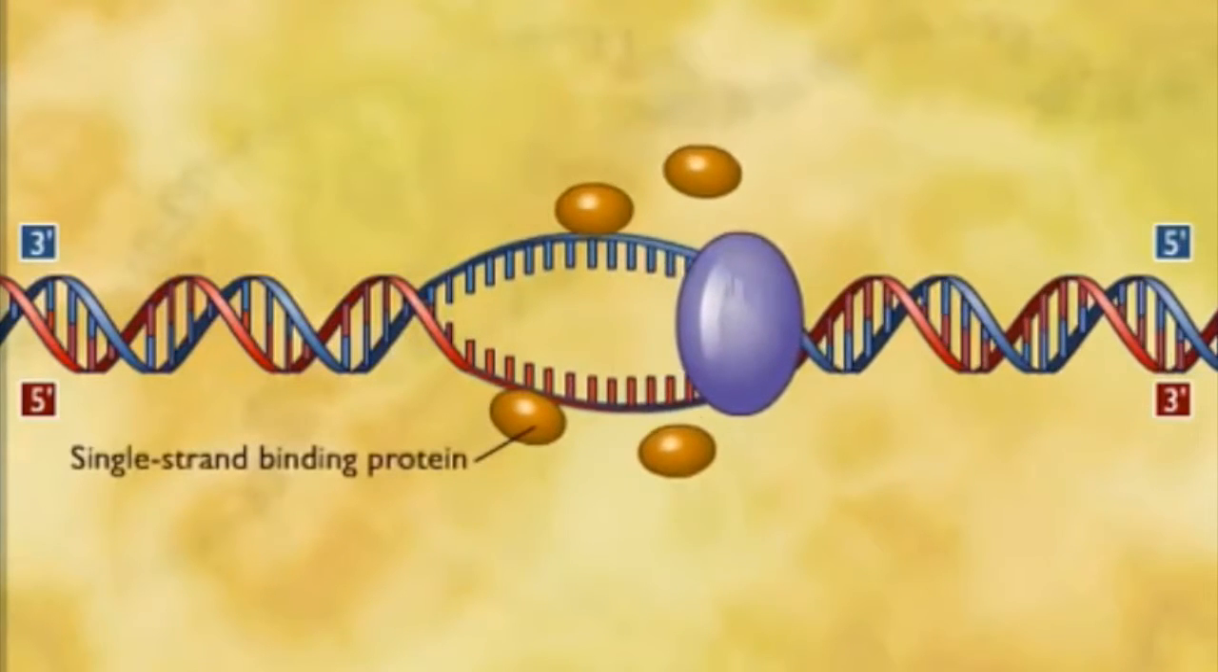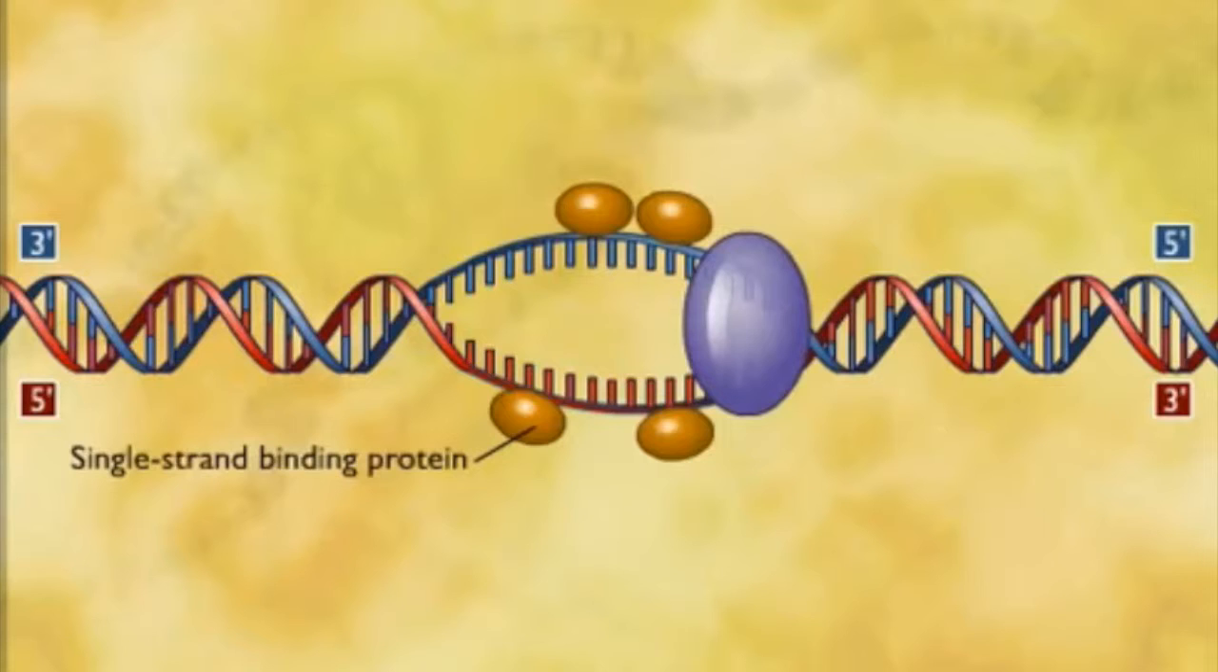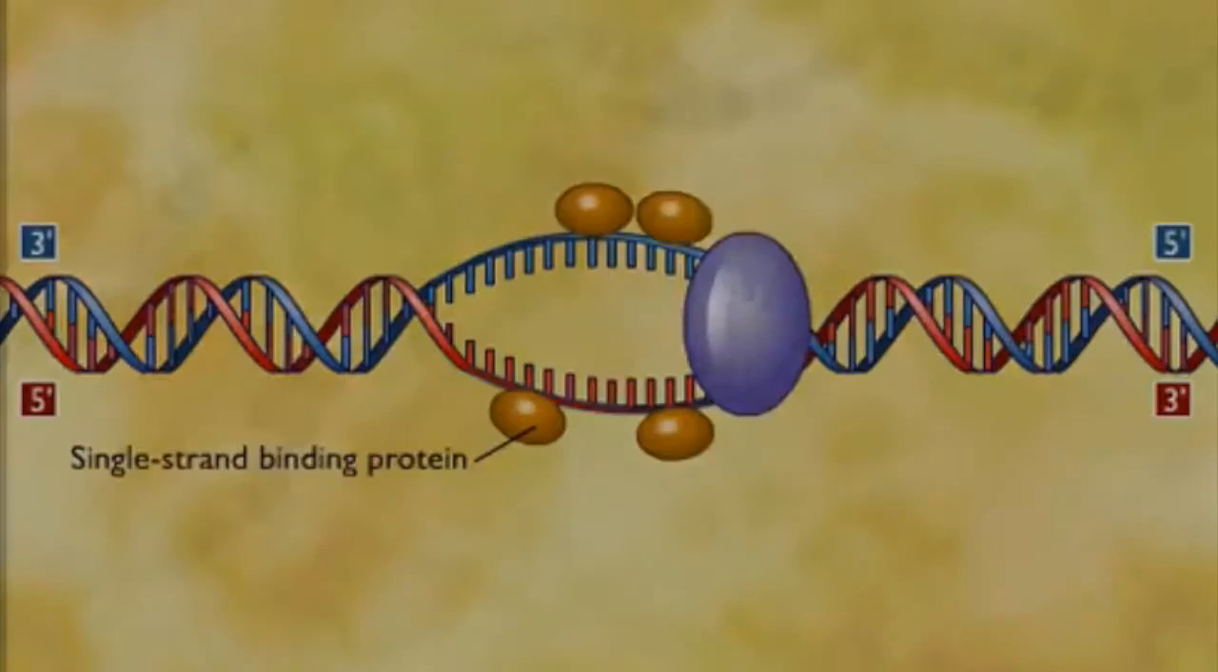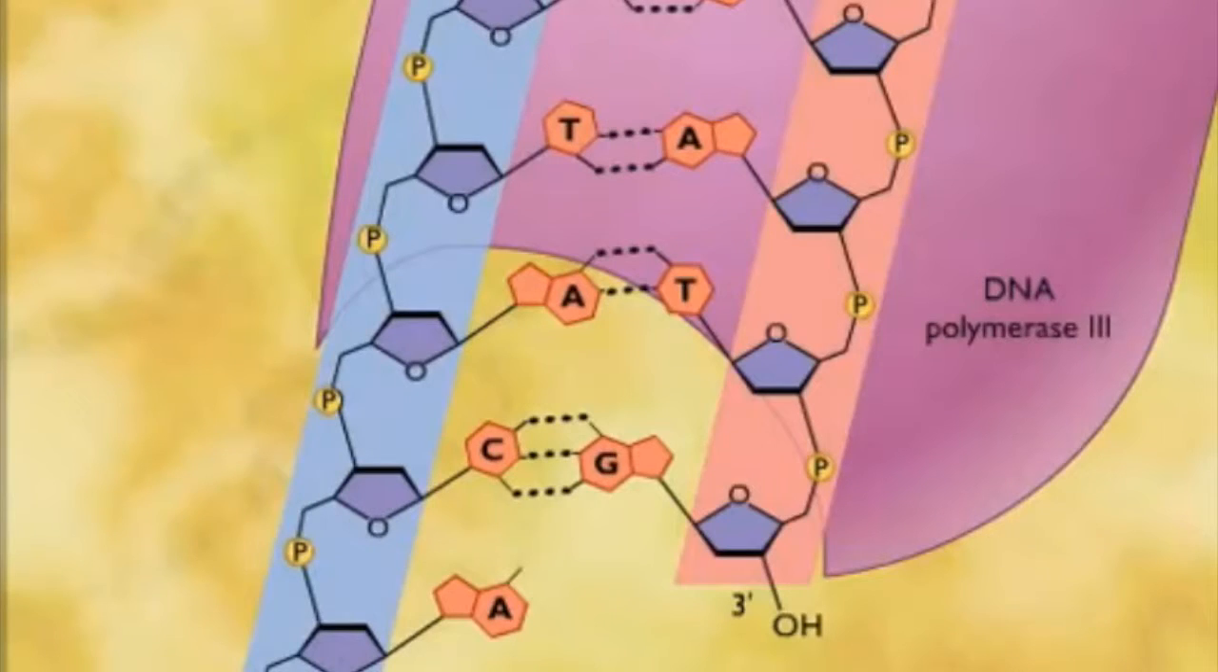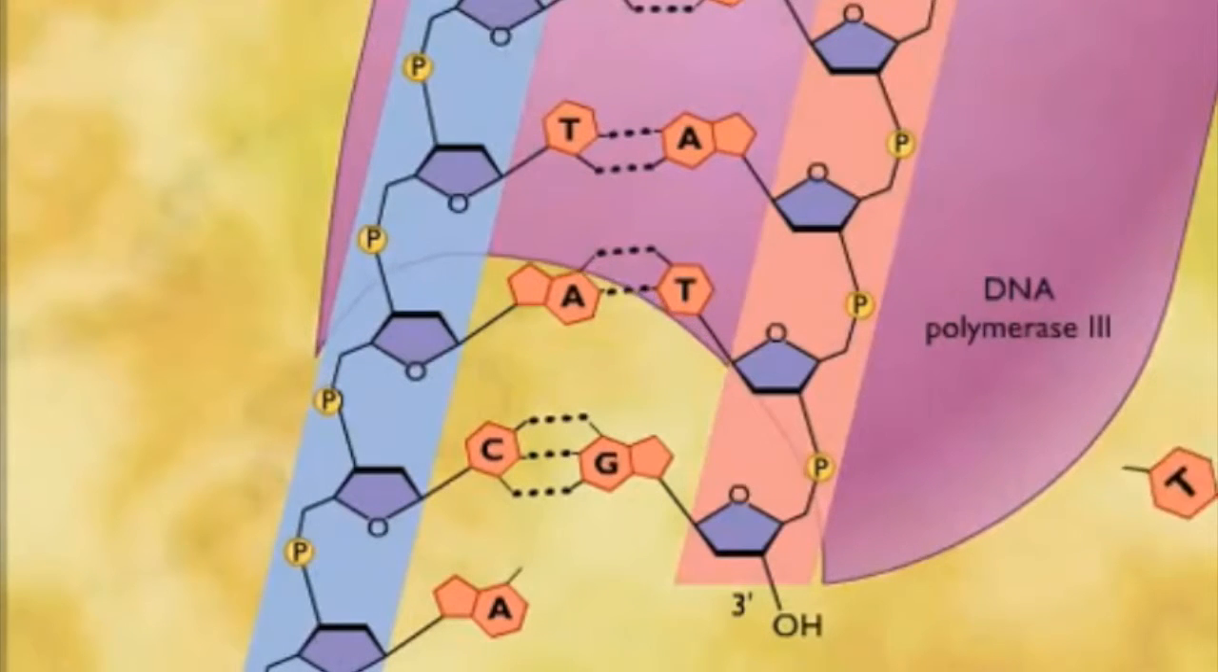The helicase then unzips the two strands of DNA, and the single-stranded binding proteins attach themselves to keep the two strands apart. The parental strands are now available as template strands.